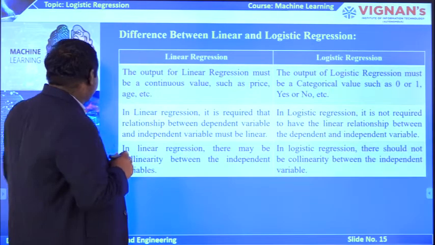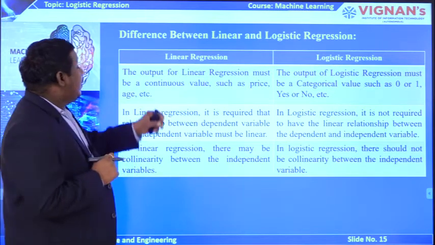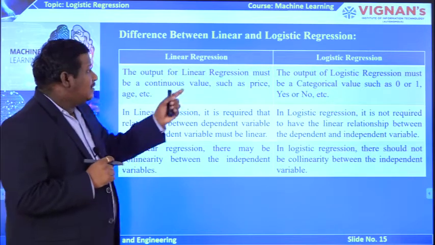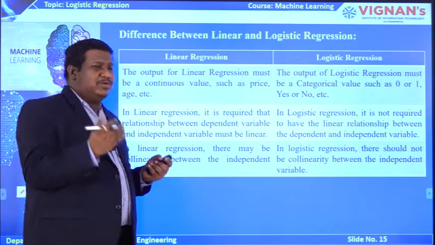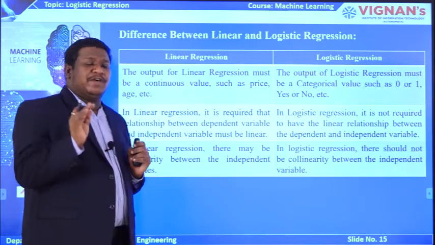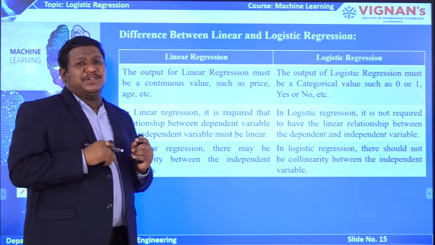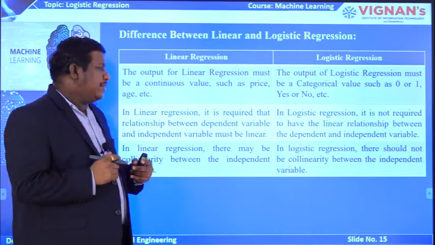in the next slide. The fifth one is that the output of linear regression must be a continuous value such as price, age, etc. Whereas the output of logistic regression is a binary value, that is yes or no. That means in linear regression, whatever output we get is a continuous value, whereas in logistic regression the output value is a binary or discrete value. We can understand it in an easy way.